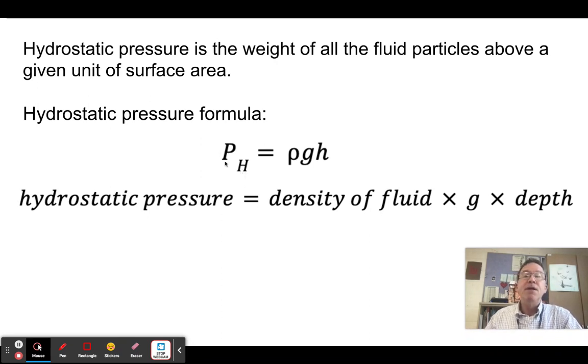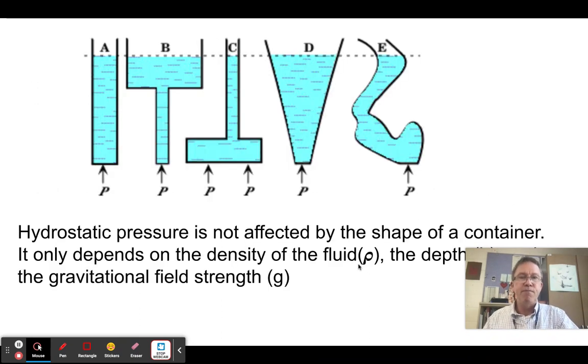So anyway, the hydrostatic pressure is equal to rho, the density of the fluid, times gravitational acceleration or gravitational field strength, times h, but what we really mean is how deep into the fluid you are. If you double your depth, you're going to double the pressure because there's twice as many molecules stacked on top of you. So hydrostatic pressure equals density of fluid times g times depth.